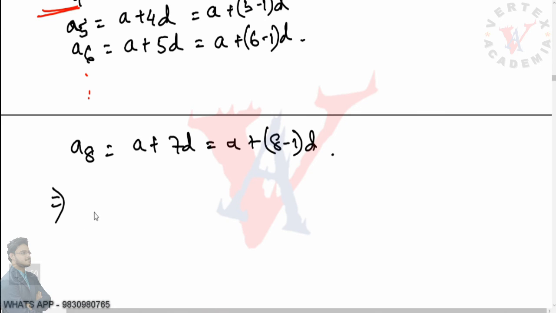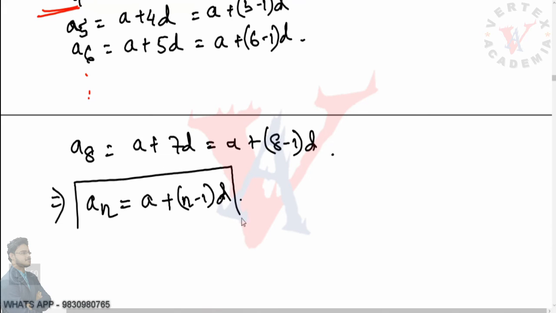If I ask you to write a general term An, what will you write? You will write A plus what times D? You have to think about this. For 8 it is 8 minus 1, for 9 it is 9 minus 1, then for n it must be n minus 1 times D. I hope this is clear. This thing does not have a proof. This is a very basic thing. You have to observe this, and from your observation you have to write this.